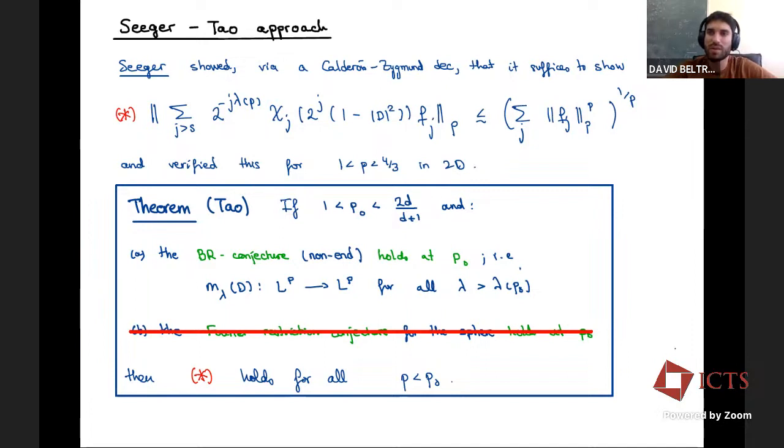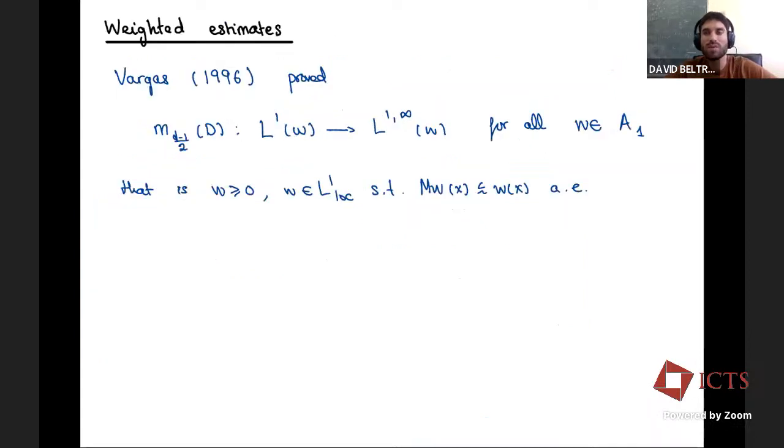So what is left to study? What's left to study are weighted estimates. And here there is this celebrated result of Vargas, which is a result at the critical index for p equal 1, which is minus 1/2. And she proved that weak type 1 weighted estimates hold for all weights in A1.